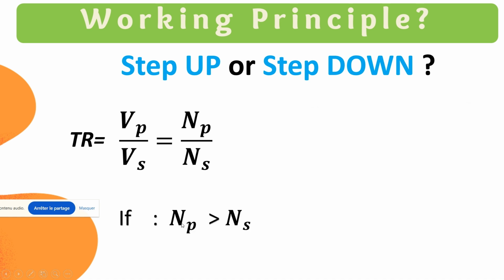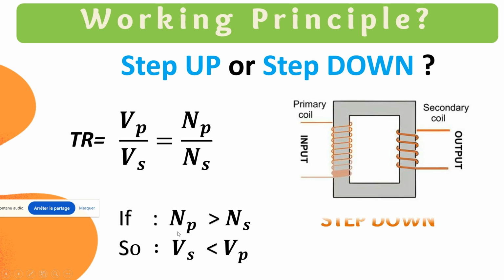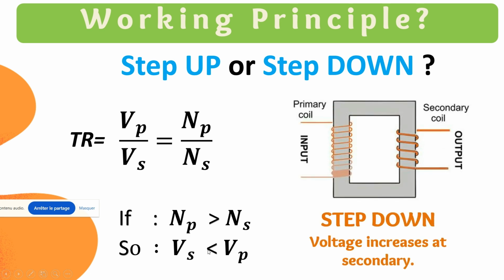The second case, if I have NP, the number of turns in the primary, greater than the number of turns in the secondary, in this case, I have the voltage in the secondary smaller than the voltage in the primary, and I have a step down transformer. Okay, c'est-à-dire un transformateur abaisseur de tension.